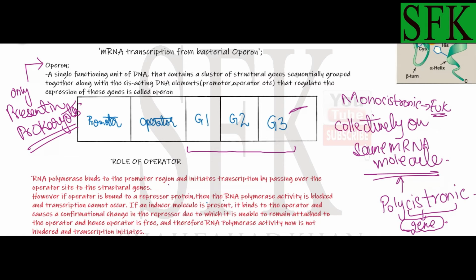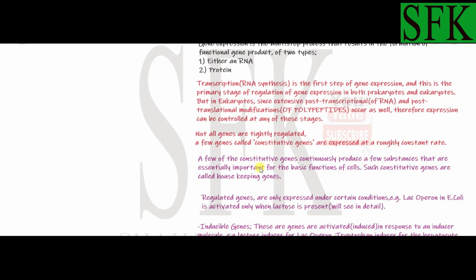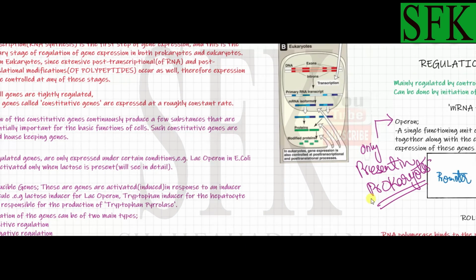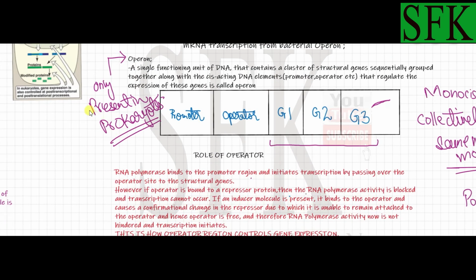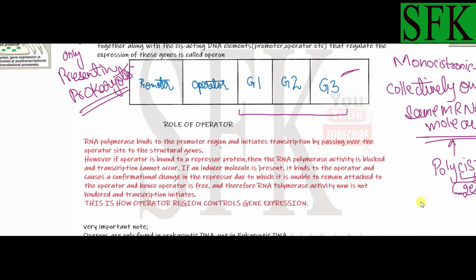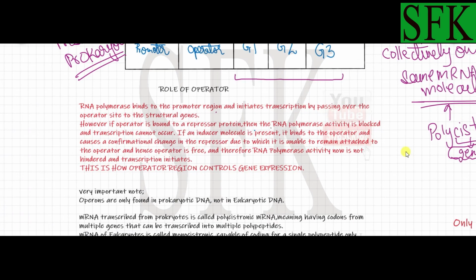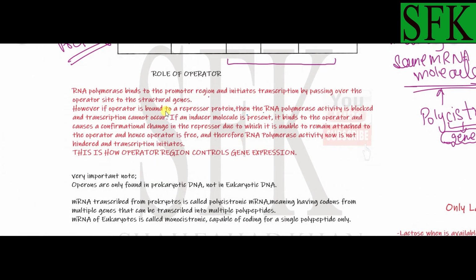Now, let's talk about the role of these two regulatory regions of the DNA, the cis-acting sequences of the DNA, the operator and the promoter. So let's talk about the role of the operator. In here I've talked about the role of the promoter as well.